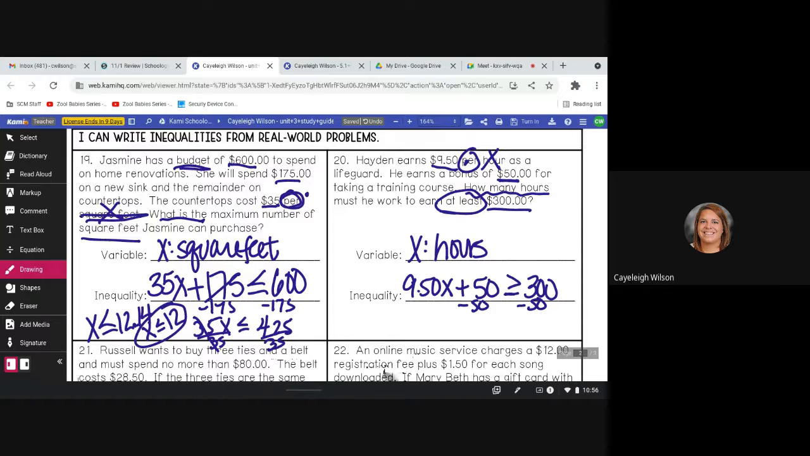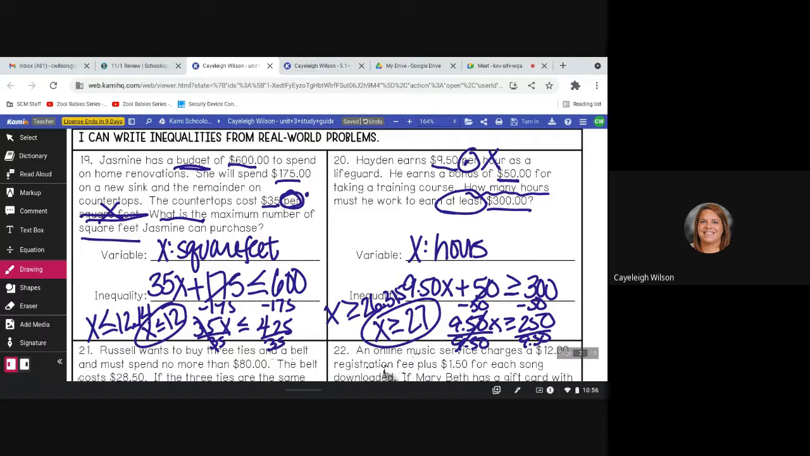I subtract 50. And then I'll divide by 9.50. And that'll get me, let me use that calculator. I think it's like 26 something. So 250 divided by 9.50, 26.315, etc. But I want to get at least 300. So I don't want to round it down because that's going to put me below 300. So I'm going to round that up to 27. So he has to work at least 27 hours to get to at least $300.